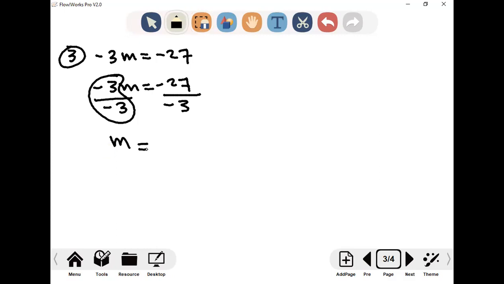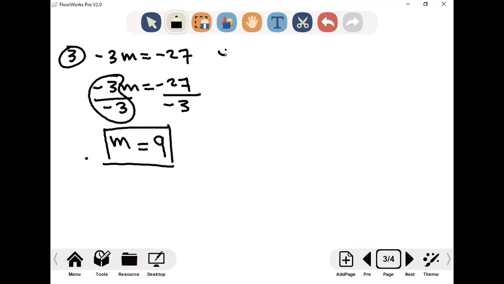Here do normal division. Minus 27 divided by minus 3 is plus 9. Positive because we have similar signs, remember? So m is equal to 9. To check our answer mentally, replace m by 9. Minus 3 times 9 is minus 27. So if you have a multiplication equation, you divide both sides by the coefficient.